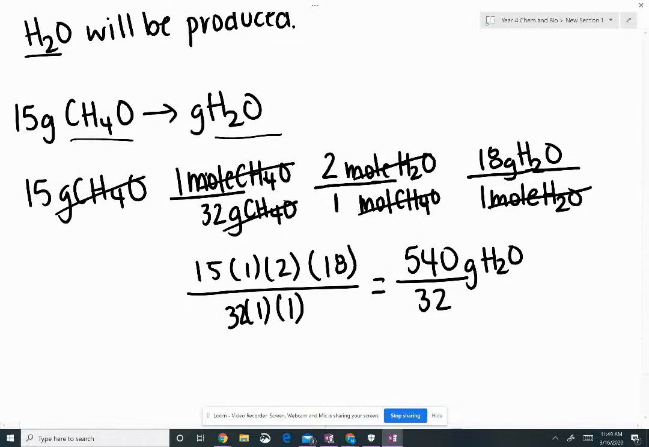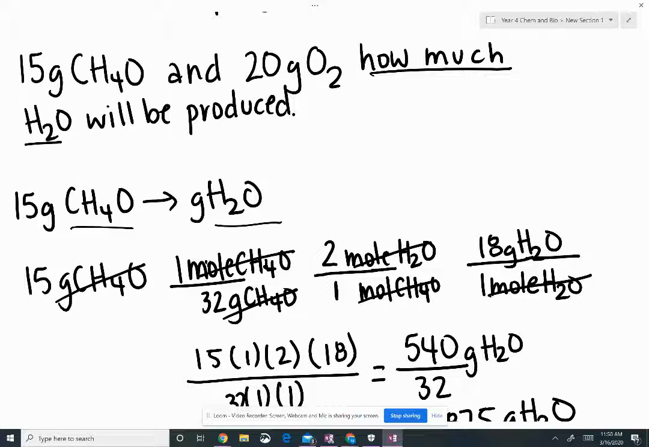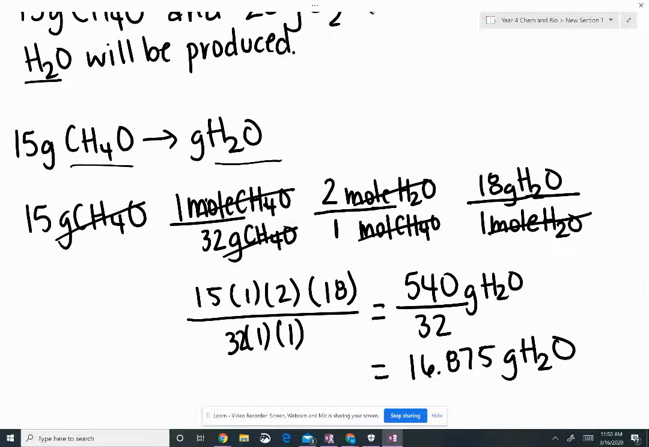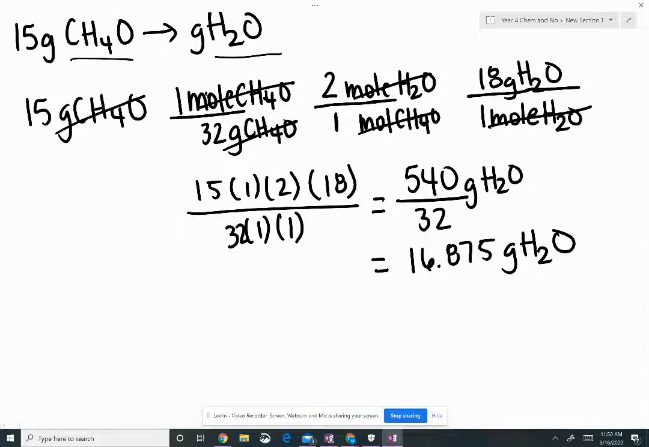So my total should be 16.875 grams of H2O. That's how much would be produced if I had 15 grams of CH4 and an unlimited amount of oxygen. But since I don't have an unlimited amount of oxygen, I only have 20 grams of oxygen, I'm going to have to go through this same process, right?